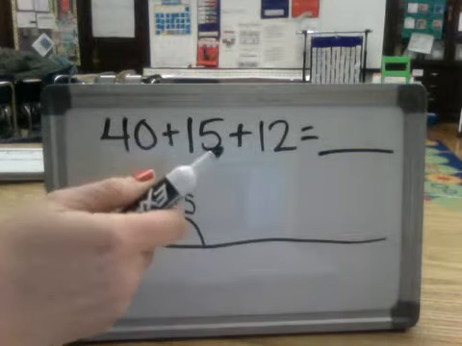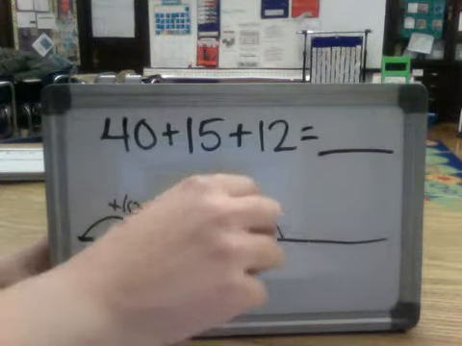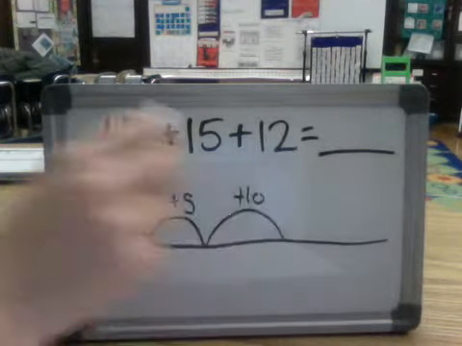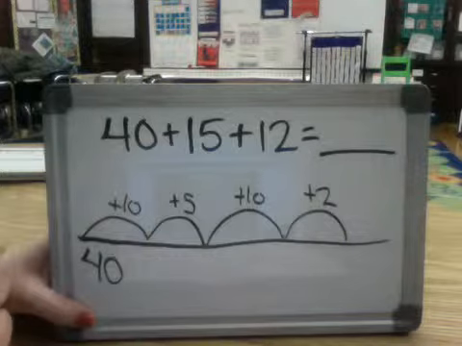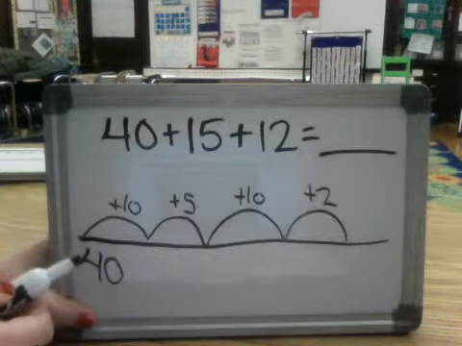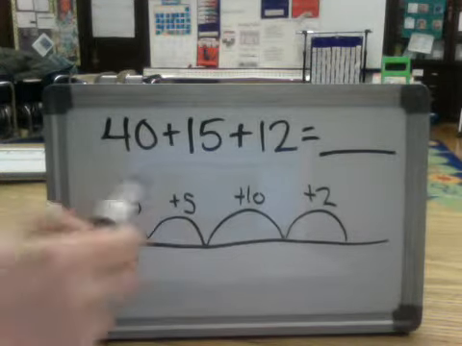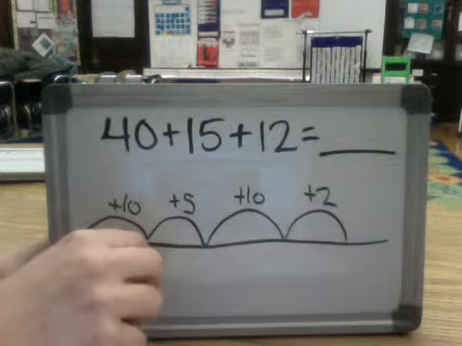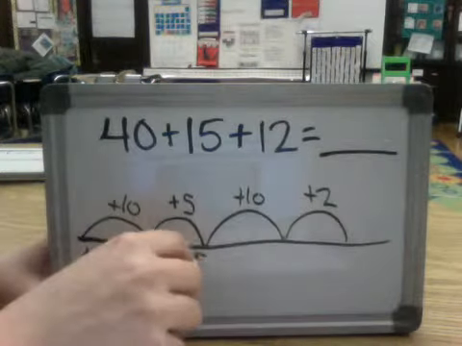Then once I've added my 15, I'm going to need to add my 12, which is the same as adding 10 and 2 to get our final number. So let's figure this out. I know that 40 plus 10 is 50 because 4 plus 1 is 5 in the tens place, and there's a 0 in the ones place. 50 plus 5 equals 55.